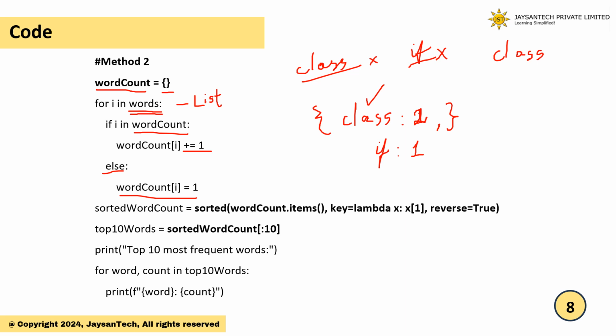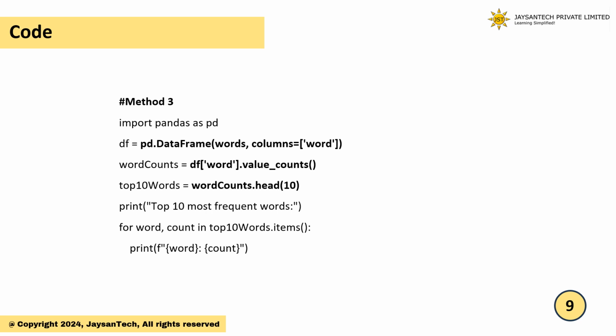Shall we see? I hope you guys are clear about the logical method. The if and else block is clear. Shall we go to the third method? Yes. So this is our method 3.